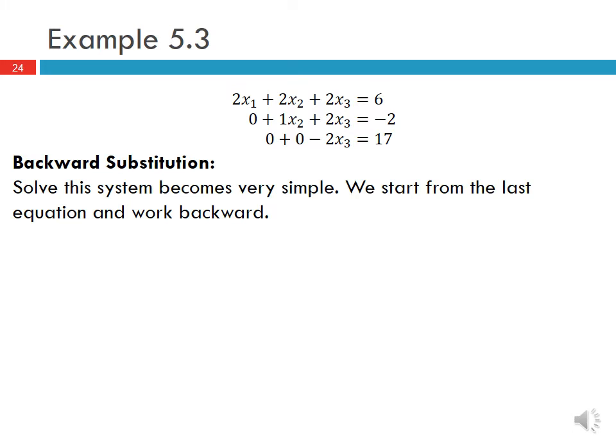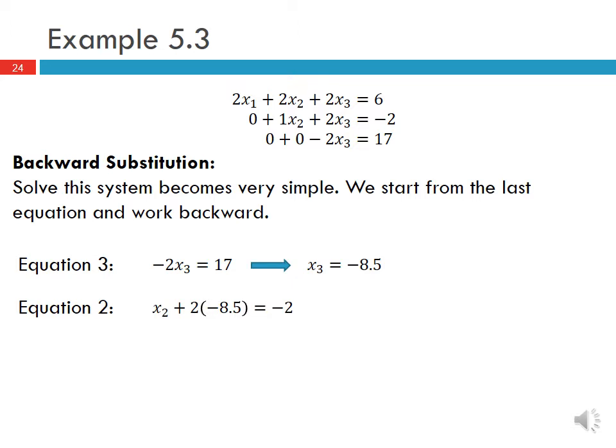And now from here, we can use backward substitution to solve the system, which becomes very simple. So we start from the last equation and work backwards. So from equation 3, we have that negative 2x3 is equal to 17. So that means x3 is equal to minus 8.5. And then from equation 2, we have that x2 plus 2 times x3 is equal to negative 2. And we substitute in our x3, and we get that x2 is equal to 15. So this goes in here.